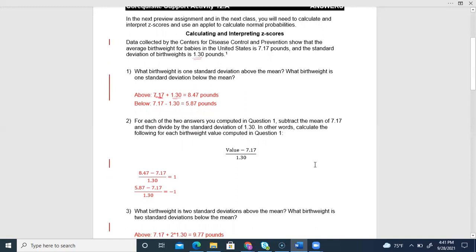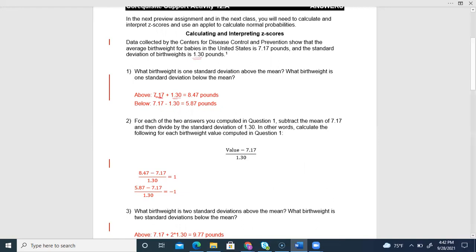Number two, we're going to take the values we found in number one and subtract the mean, which is 7.17, and then divide by the standard deviation, which is 1.3. So I take the value 8.47 minus the mean, divide by 1.3, and I get 1. Now I take the other value, 5.87, subtract the mean, 7.17, and divide by 1.3, and we get -1.